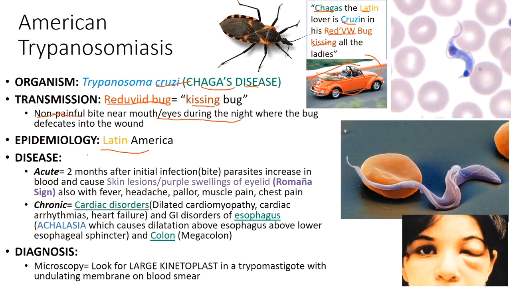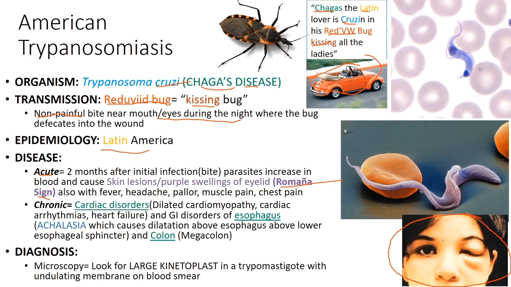The acute phase of this disease appears about 2 months after the initial infection or bite, because the parasites take a little while to develop and grow in the blood. They can cause skin lesions and purple swellings all over the eyelid. This is known as Romaña sign, and you can find this down here in this picture. Remember, this sort of looks like Calabar swellings, which were found in Loa loa, or loiasis.